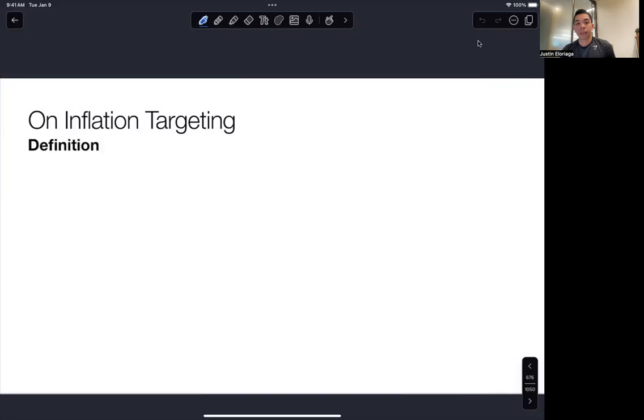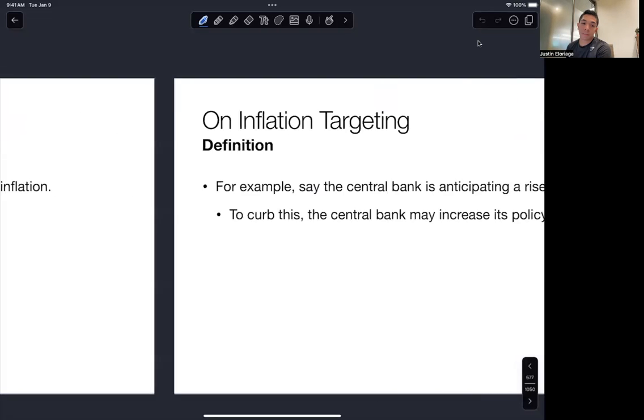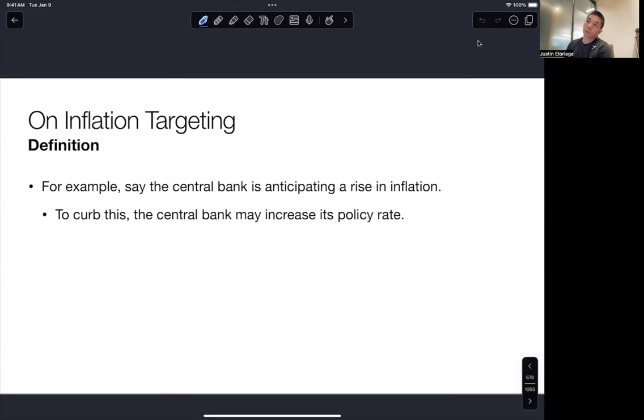So for example, say you have this policy question on inflation. The central bank in a country is anticipating a rise in inflation, so the central bank thinks that inflation will go up in the next few quarters. And what they're going to do to curb this, of course, is raise the policy rate. If the policy rate increases, generally inflation is going to decline.